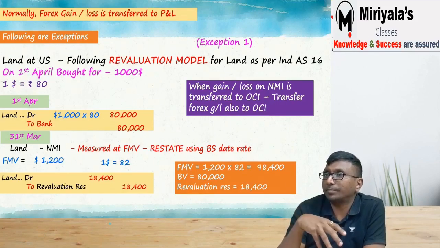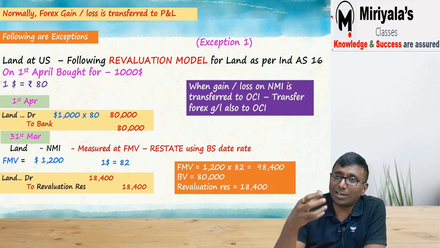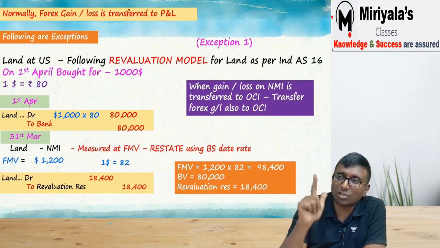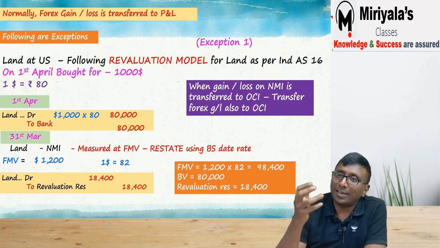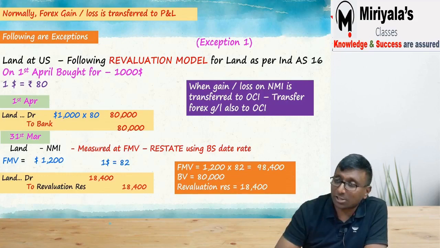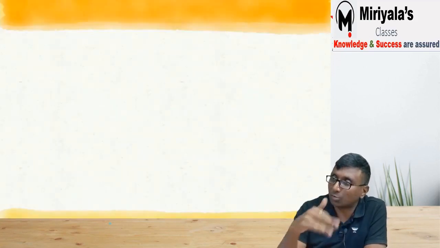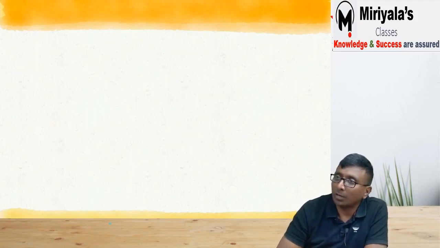Restatement is required. As part of restatement, if the fair market value gain or loss is routed through P&L, then the foreign exchange gain or loss should also go to P&L. If the fair value gain or loss is routed through OCI, then this should also go through OCI. That is the first exception, number 1. Remember, this is the first exception, not the final exception. You have got more and more.